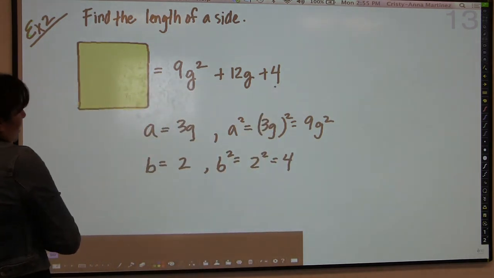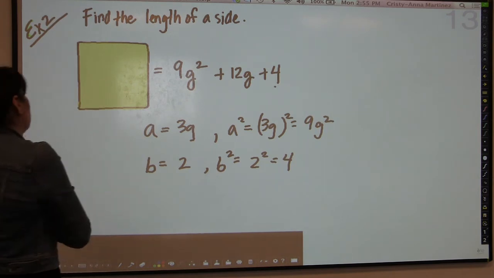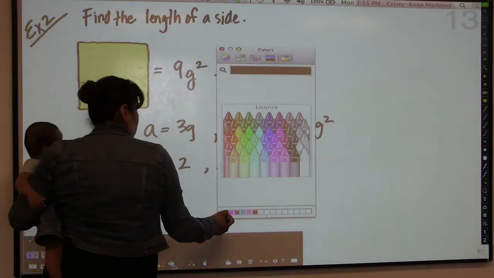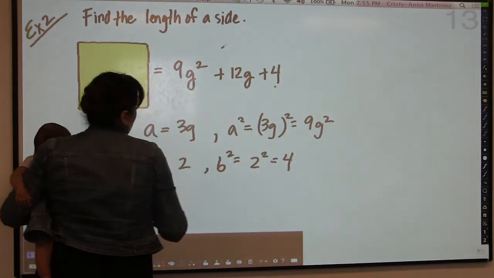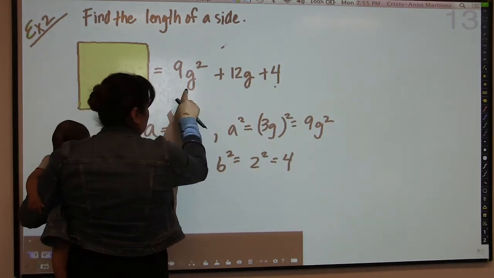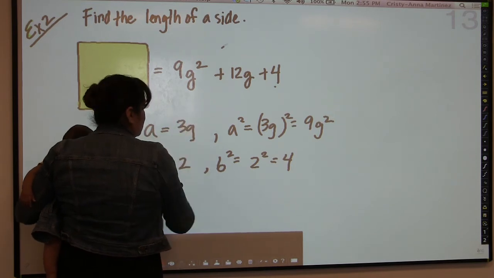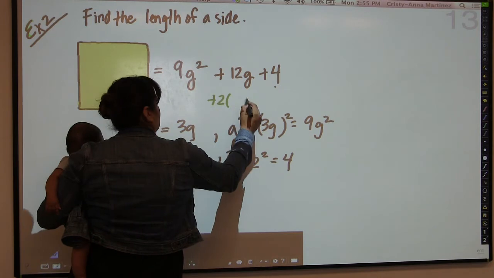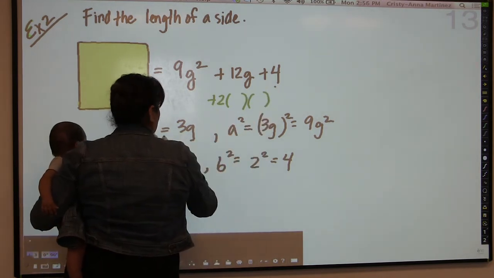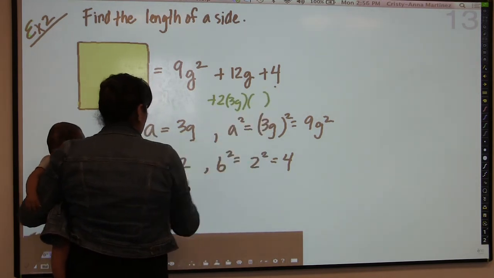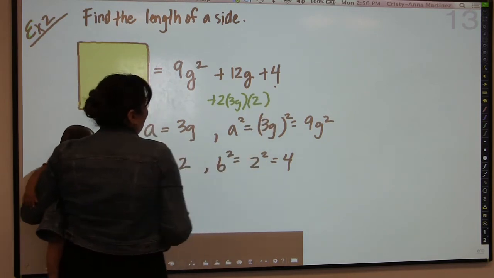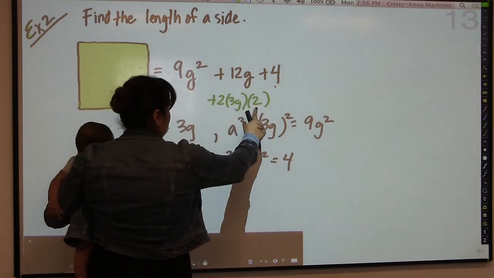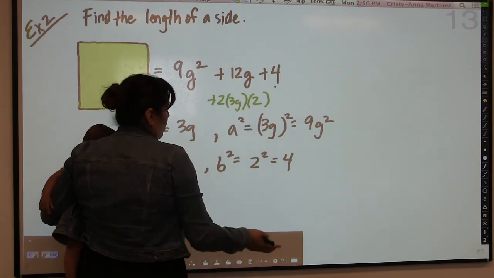So according to my formula, I need to check my formula here. So my A squared is correct, 9g squared. My B squared is 4, and I need to check the plus 2AB. So the A is 3g, the B is 2, so I need to check that that's actually 12g. And 2 times 3 is 6, and 6 times 2 is 12, so 12g, so it works.